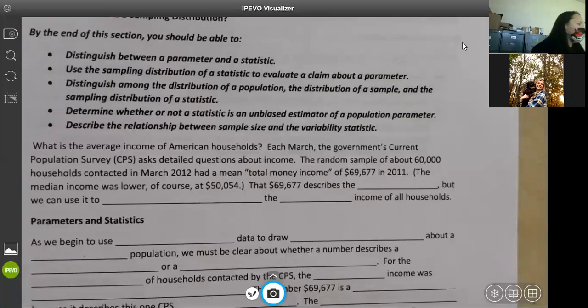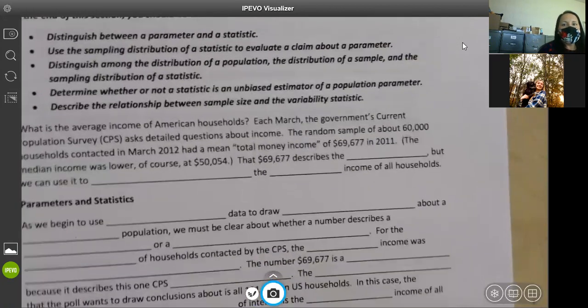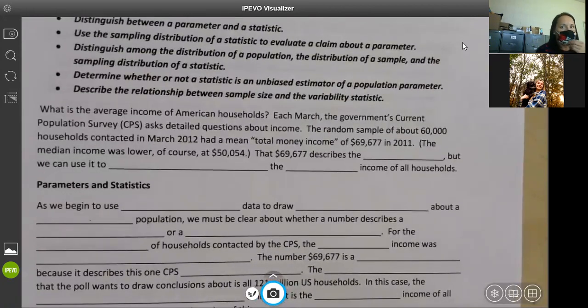What is the average income of American households? Each March, the government's Current Population Survey asks detailed questions about income. The random sample of about 60,000 households contacted in March 2012 had a mean total money income of $69,677 in 2011. The median income was lower, of course, at $50,054.